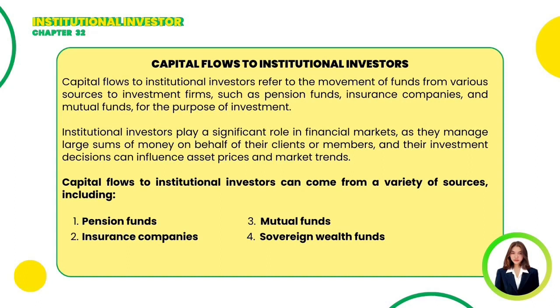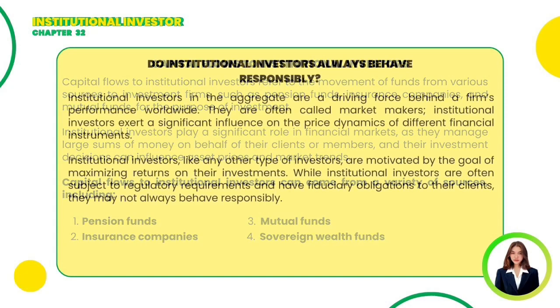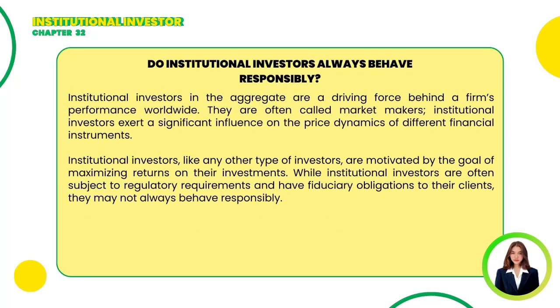The factors that influence capital flows to institutional investors include economic conditions, market trends, investor sentiment, and government policies. For example, in times of economic uncertainty or low interest rates, investors may allocate more funds to institutional investors to achieve higher returns. On the other hand, changes in government regulation or tax policies can affect the demand for institutional investment products and the amount of capital flowing to them.